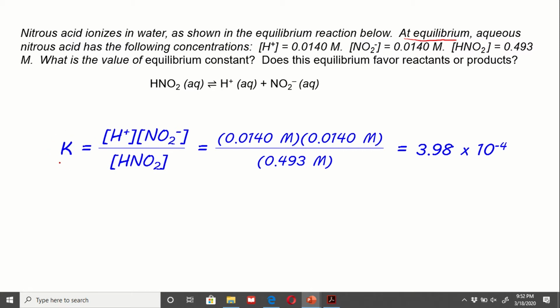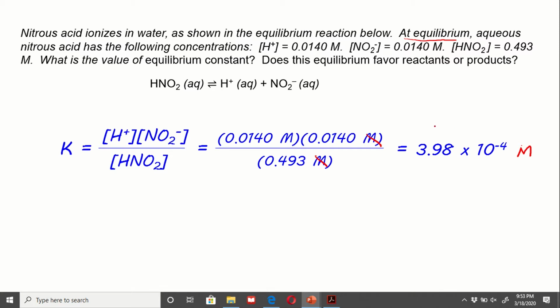Now keep in mind, based on the type of equilibrium expression you get, your units can change. Right, now you get the concentration in terms of mole units. That would be the units of your equilibrium constant, and this is the numerical value. Now the second part of the question asks, does this equilibrium favor reactants or products? How are you going to find that out?